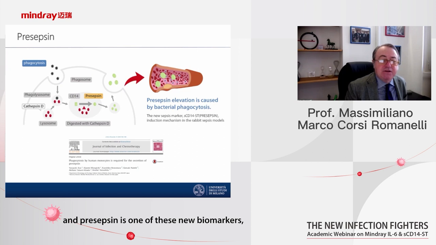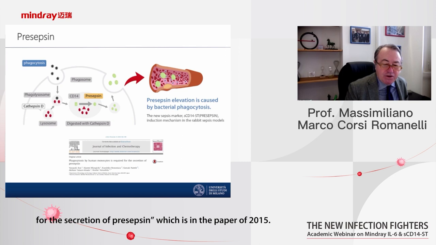And presepsin is one of these new biomarkers. Presepsin elevation is caused by bacterial phagocytosis. This is one of several papers that came out in PubMed, in the Journal of Infection and Chemotherapy: phagocytosis by human monocytes is required for the secretion of presepsin. It is a paper of 2015, and you see what happened.